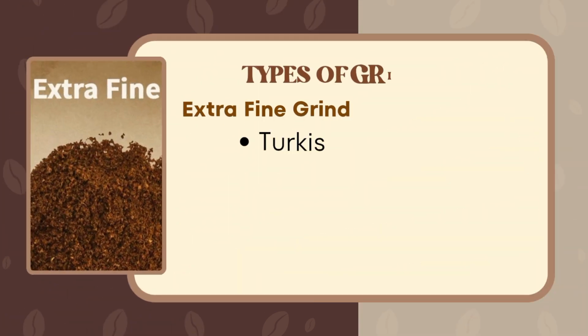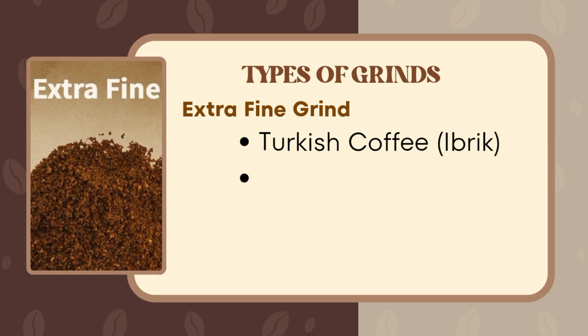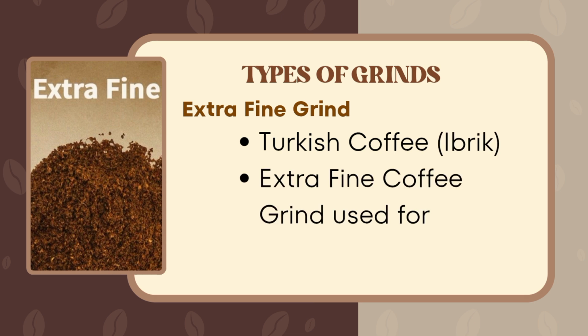The fifth and last type of coffee grinds is extra fine grind. An extra fine grind in coffee is the smallest grind size, with a texture that is similar to powdered sugar or even finer. This grind size is typically used for specialized brewing methods, such as Turkish coffee or some types of espresso. The extra fine grind allows for an extremely high degree of extraction, resulting in a concentrated and intense flavor.